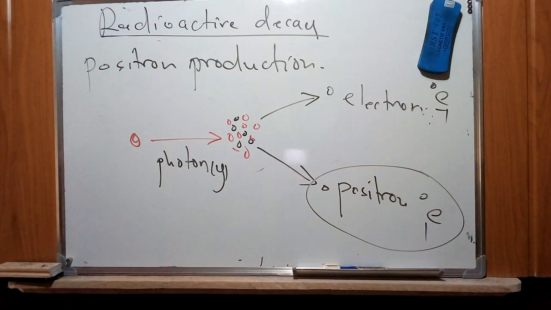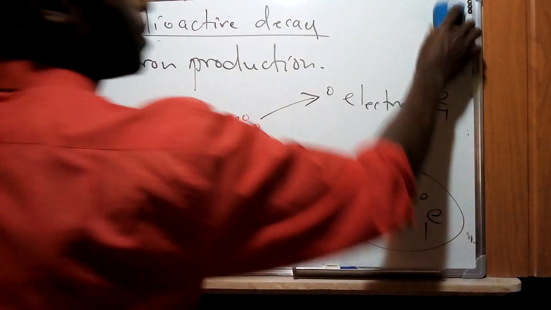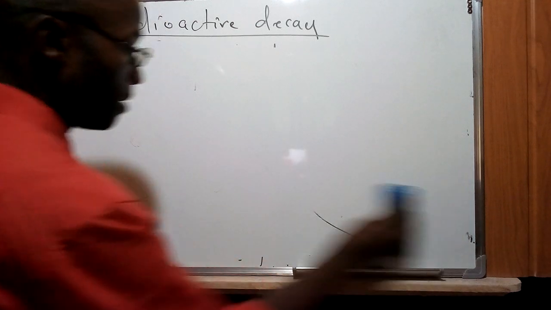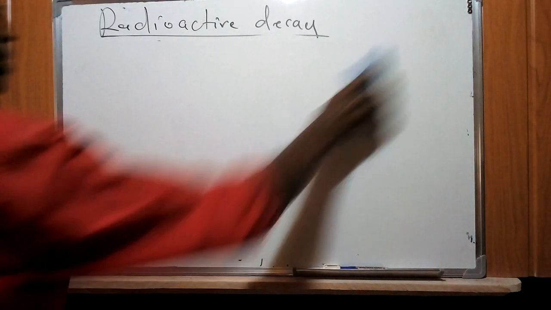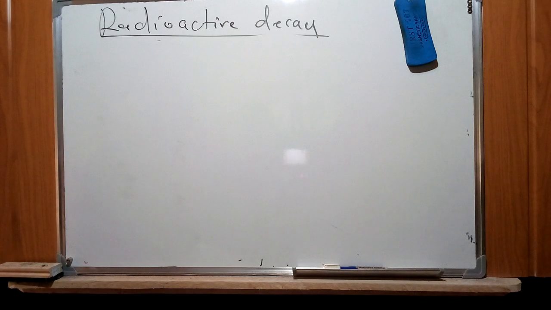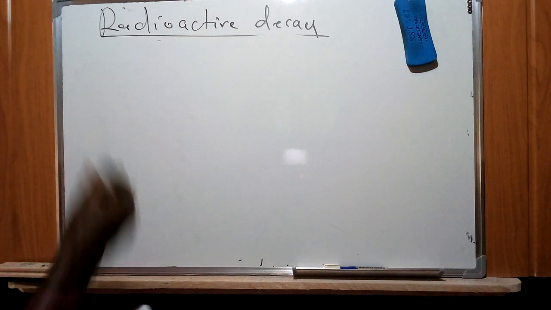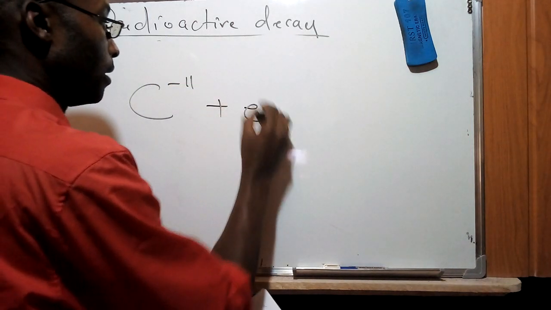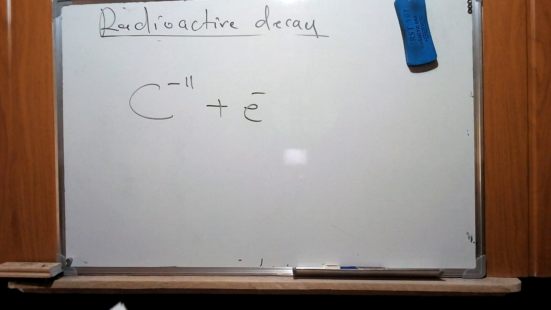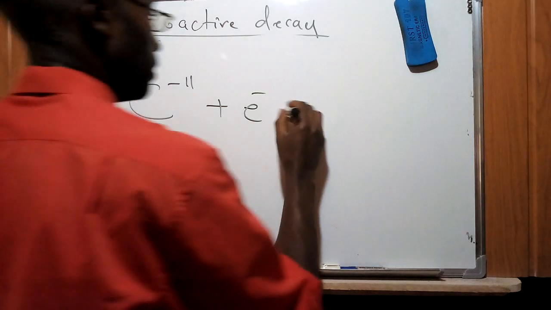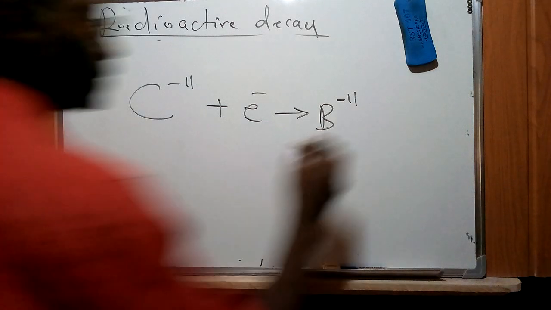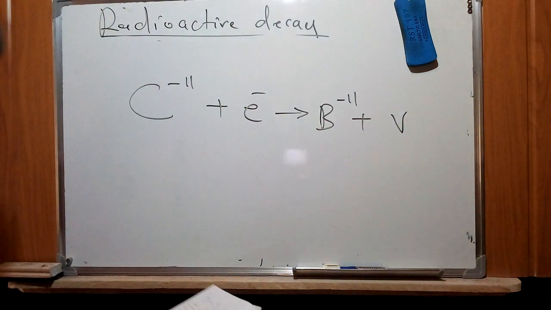Lastly, we shall look at electron capture, which we have mentioned also as part of the processes that occur during radioactive decay. I'll also use an illustration for an element, carbon, plus an electron. So this is the electron capture that I'm trying to illustrate. This is due to the formation of boron 11 plus a neutrino.